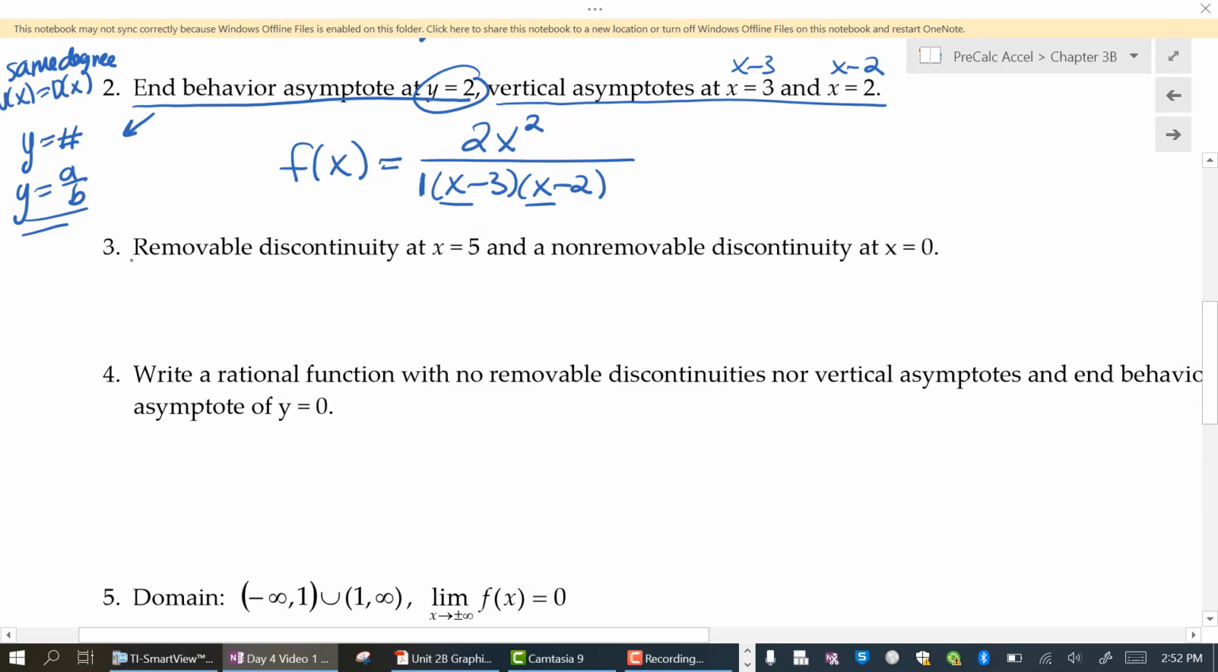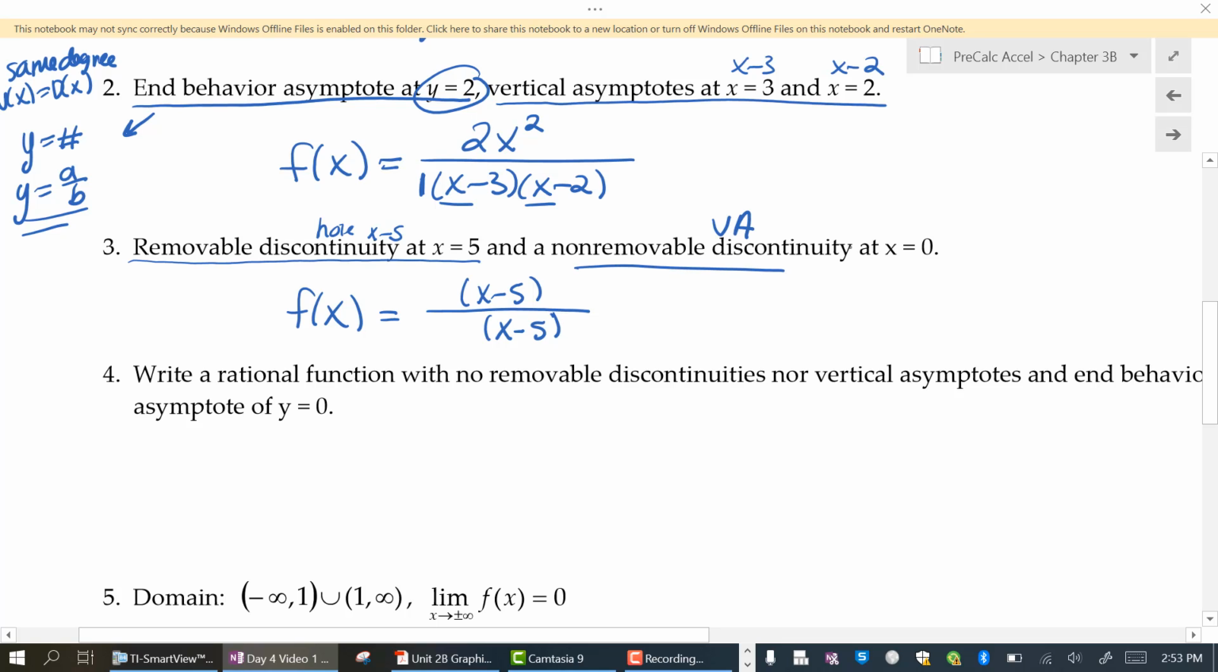In number 3, it says I have a removable discontinuity at x equals 5. So again, I'm going to have a hole at x with x minus 5 as my factor. So that means I have x minus 5 in the numerator and in the denominator. I also have a non-removable, meaning a vertical asymptote at x equals 0. So that's represented by just x in the denominator.